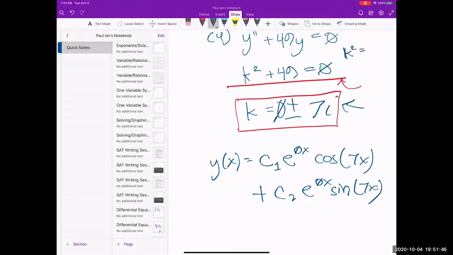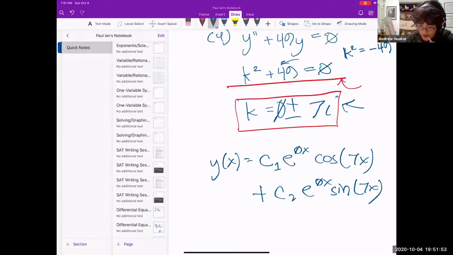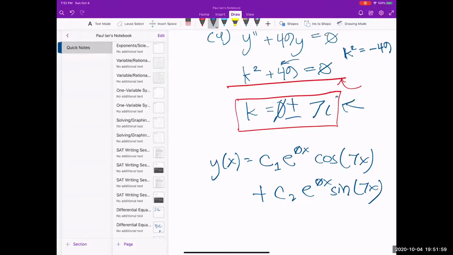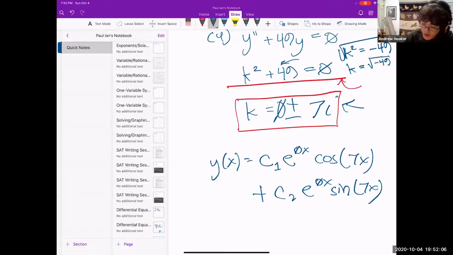k squared equals negative 49, right? This guy right here: k squared plus 49 is 0. So once you do that, you just take a square root. So k is the square root of negative 49, right? Okay, so then just that idea about the plus 7i.